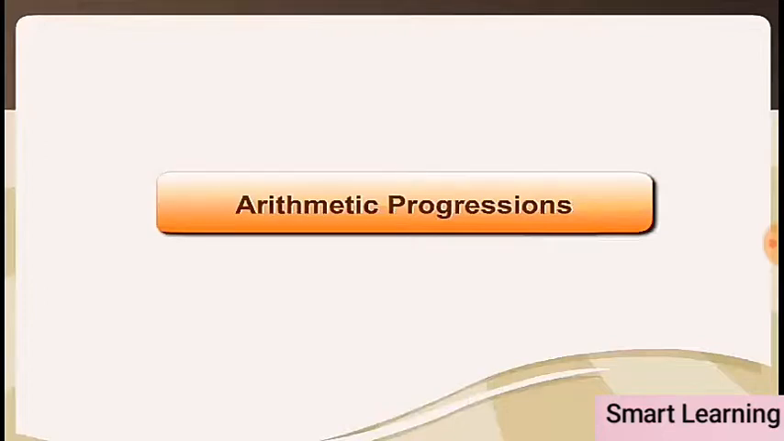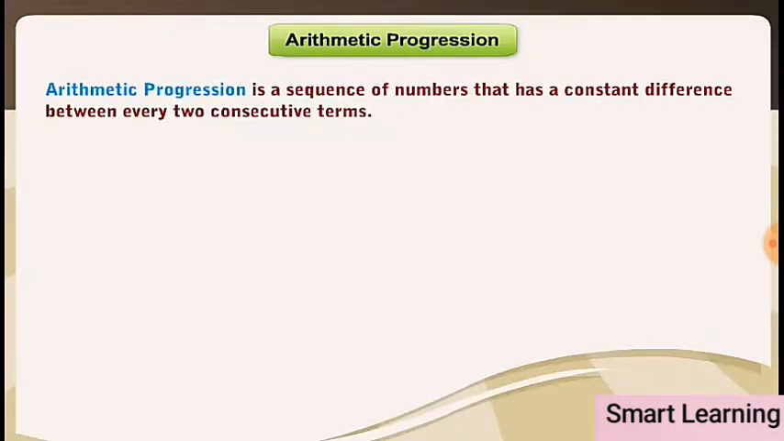In this module, we will learn about arithmetic progressions. First, we will discuss what the meaning of arithmetic progression is. Arithmetic progression is a sequence of numbers that has a constant difference between every two consecutive terms.